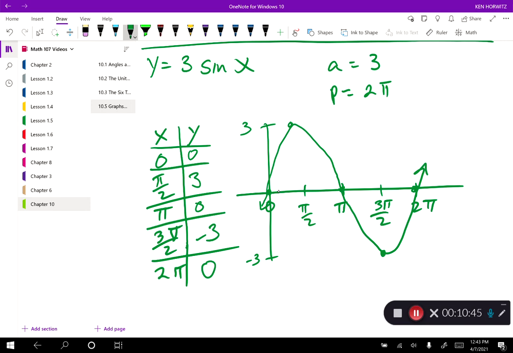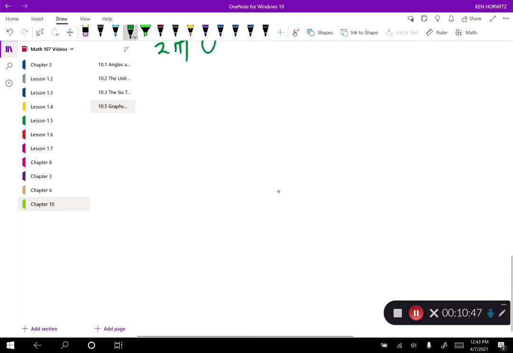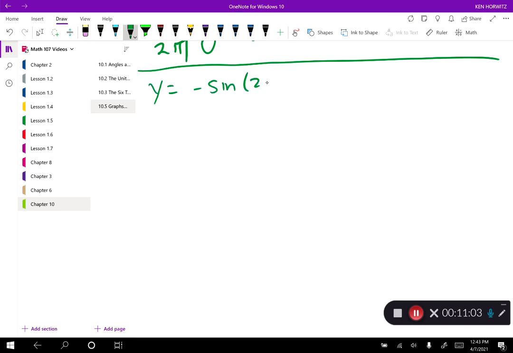All right, so let's kick it up a notch. Try another example. And again, I'm going to give you a variety of different examples to give you some experience. I simply can't give you all the examples, so you're going to have to do a lot of practice on your own. Y equals negative sine 2x.